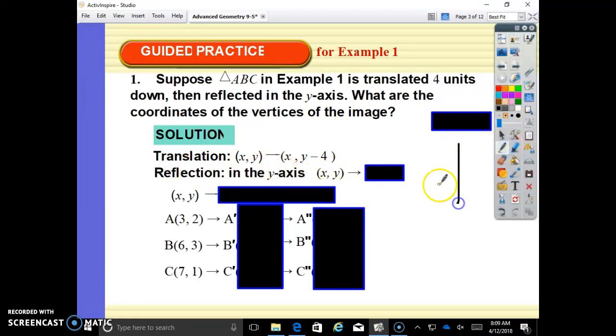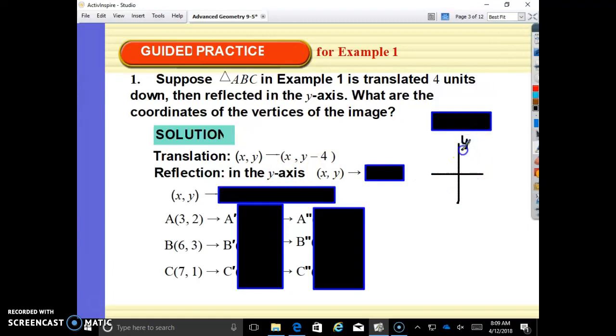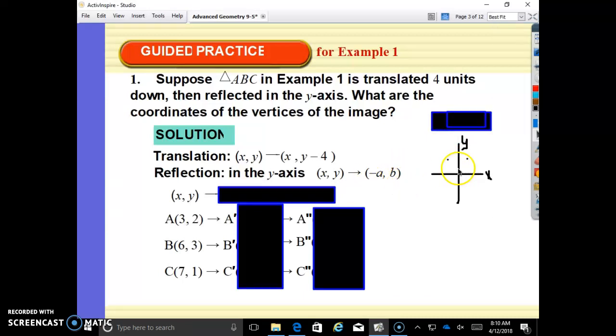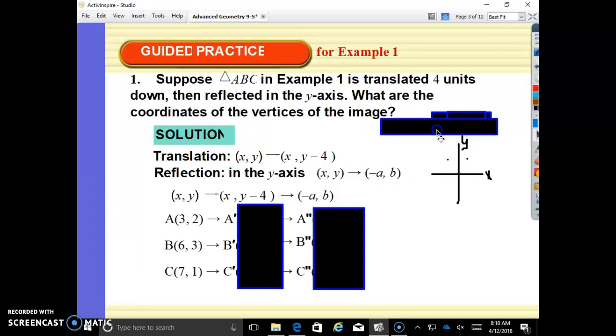So I'm going to draw myself a quick little cheat sheet. This is my y-axis, this is my x-axis. I'm reflecting over my y. I have the opposite x, same y. Opposite x, same y. And you can use x and y instead of a and b, whatever makes it easier for you. So we're doing both of these changes. We're doing this change first, then the next one. So we're going to translate first, down 4, then reflect.